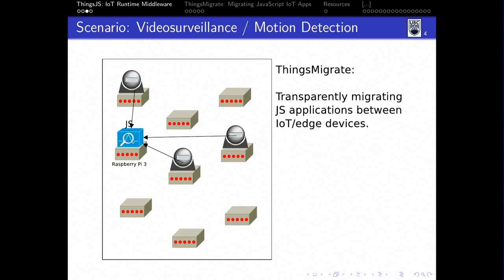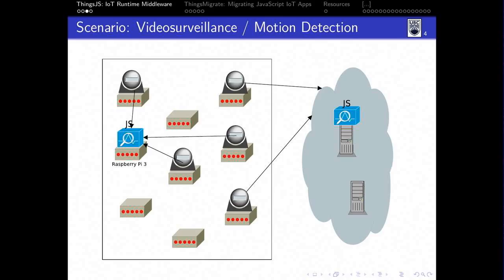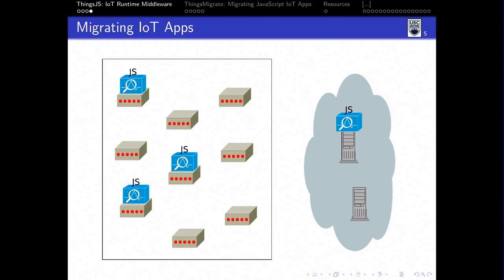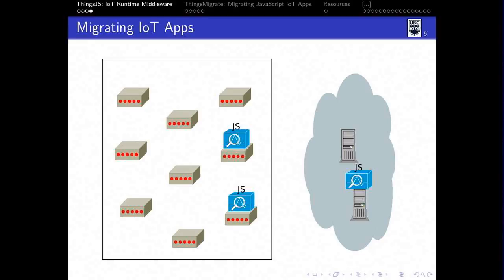Things Migrate is a sub-project of Things.js, the main component of this presentation. It aims at providing a framework for dynamically migrating JavaScript applications between devices in the edge, but not only in the edge, also in the cloud. So with Things Migrate, we can dynamically migrate applications between the cloud and the edge. Of course, we're not limited to motion detection; we can run any arbitrary JavaScript task on these devices, and Things Migrate can take care of migrating the task in real time.